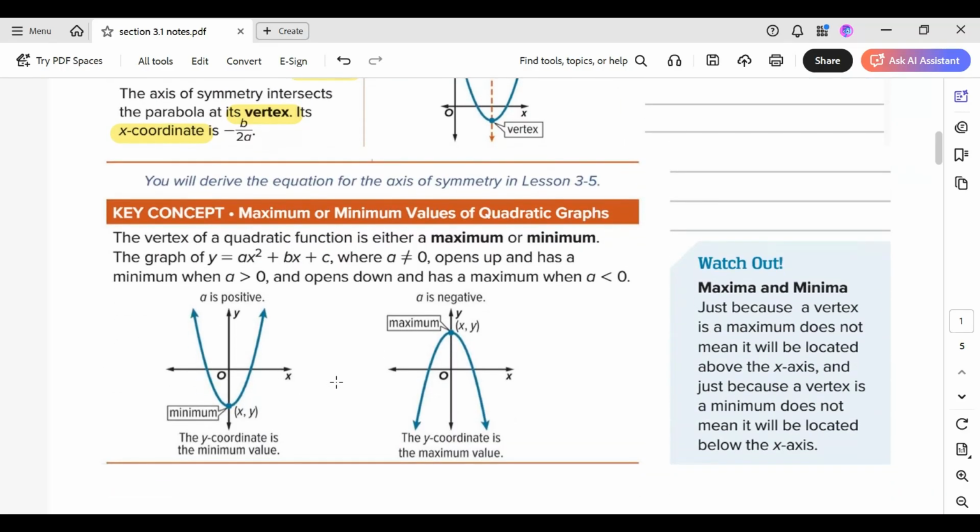The vertex of the parabola either has a minimum or maximum, so our peaks and dips. It will have a minimum when it opens up, and it will have a maximum when it opens down.